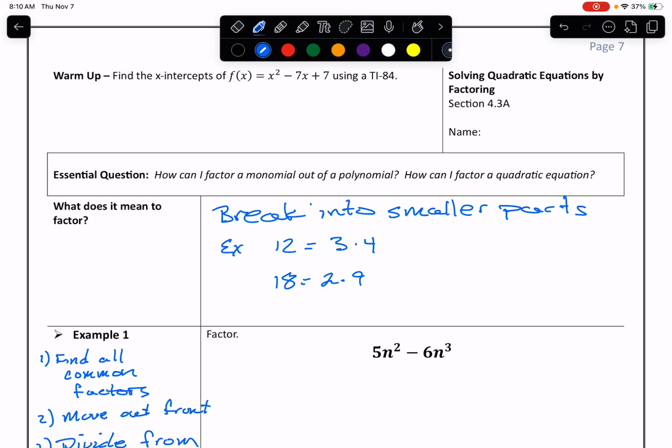Hello, we're going to start section 4.3 now. And again, we've broken this up into two parts, part A and part B. Today we're doing part A, okay? And it's solving quadratic equations by factoring.